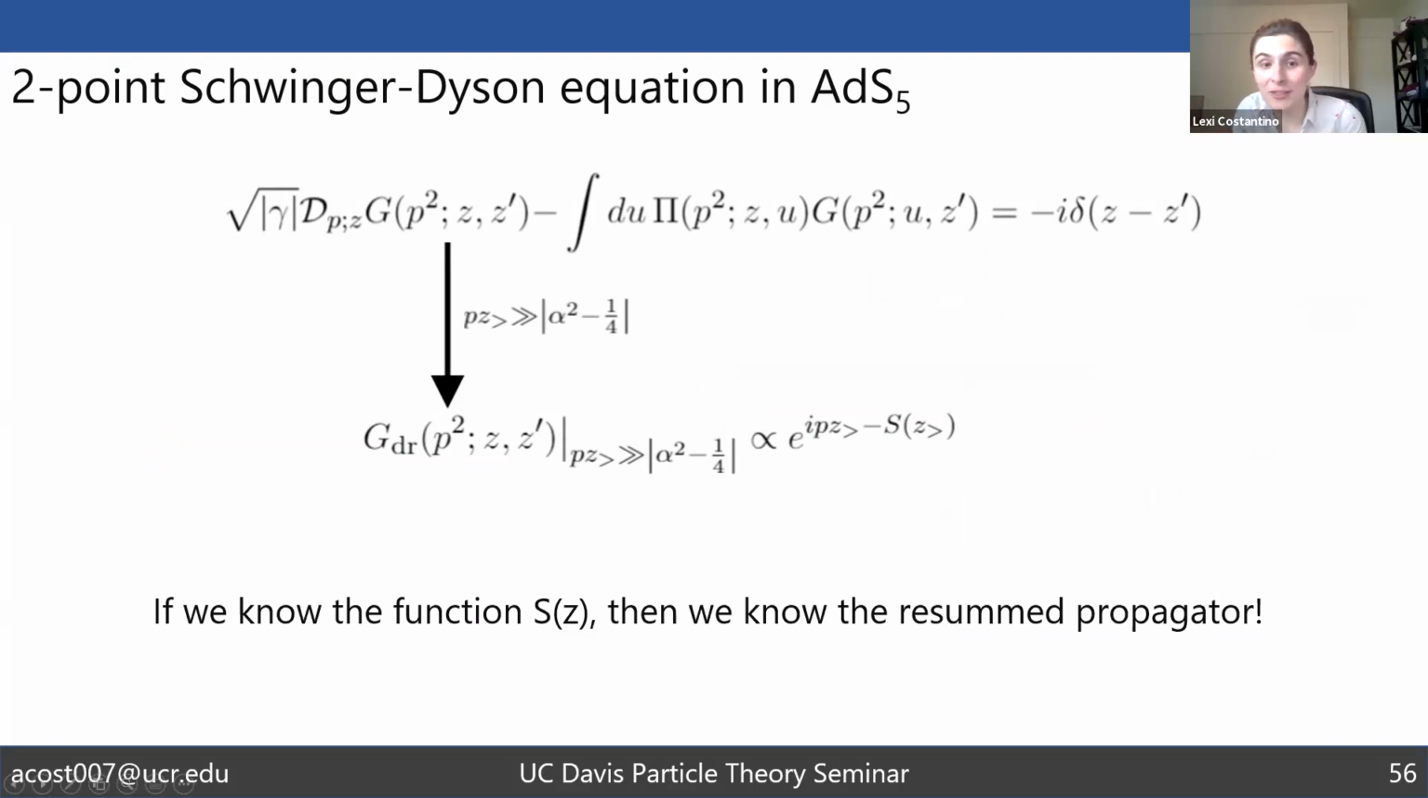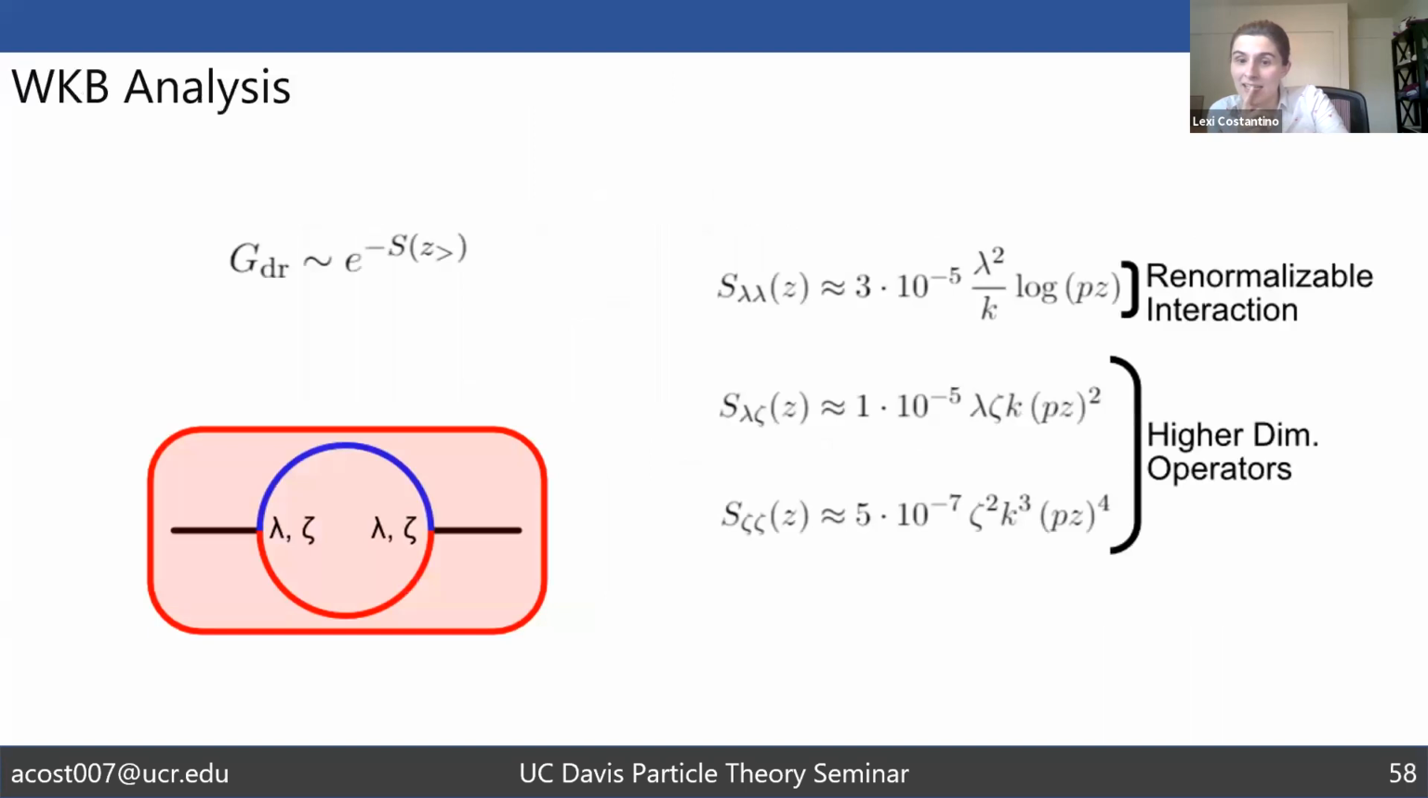Sorry for the confusion. It's actually e to the I pz, which is the bare propagator. It comes from the Hankel function, and then there's the exponential damping. Okay, so s would have to have an imaginary part for that. Yes, exactly. But this is the full dressed propagator. It's not pi. You haven't told us what pi is.